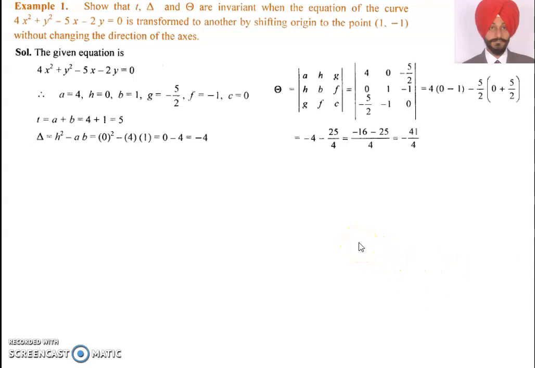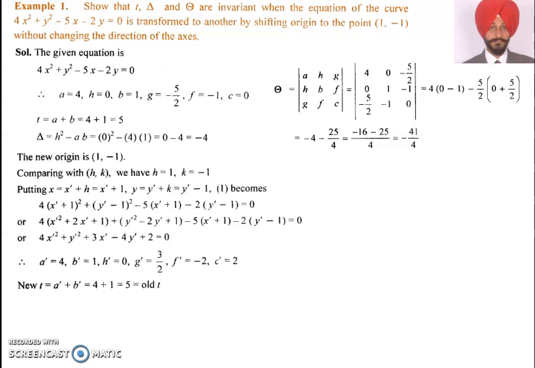And theta is equal to the determinant with a, b, c in the diagonal, and f, g, h in the upper and lower triangles. So 4, 1, 0, minus 1, minus 5 by 2, 0, minus 1, minus 5 by 2 and 0. When we expand this determinant, we get minus 41 by 4. So now come to the main part, the new origin. Now shift the origin to 1 and minus 1. So compare it with h and k. So h is equal to 1 and k is equal to minus 1.